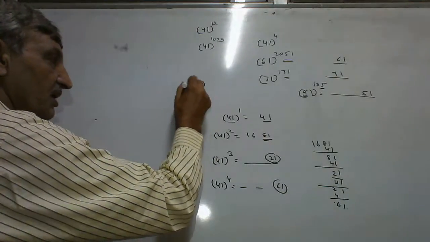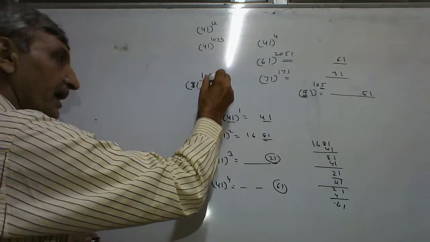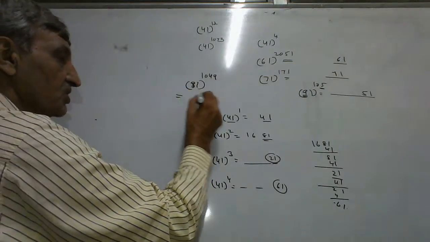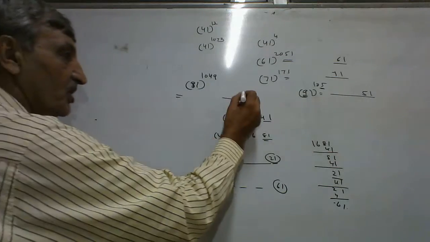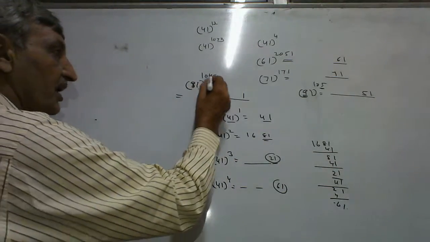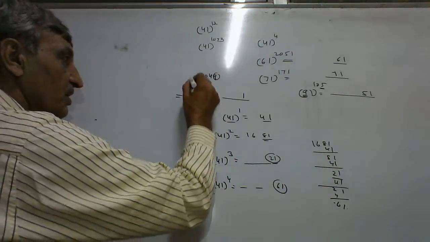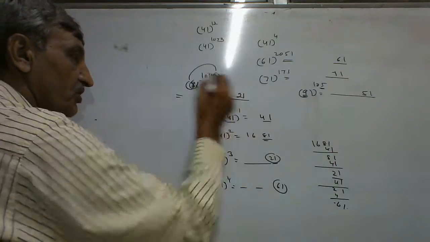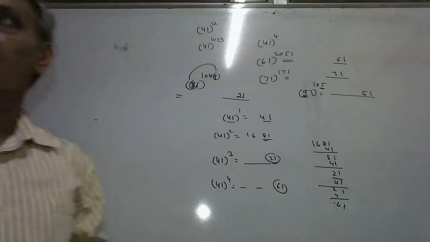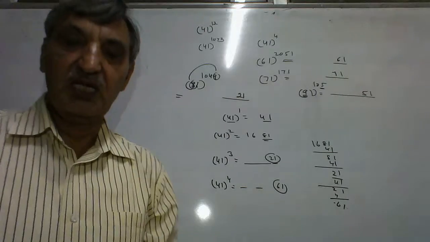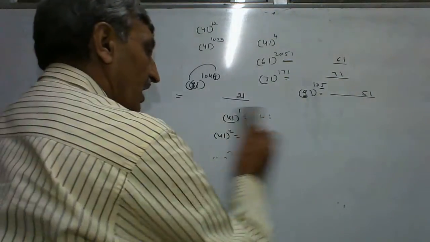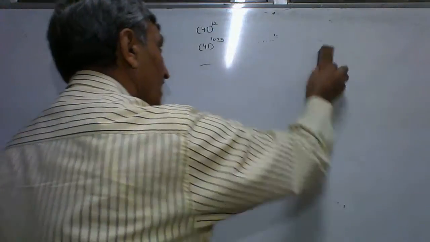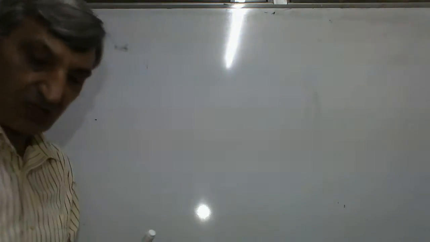Suppose 81 raised to the power 1049. What is the last two digits of this? The last digit is 1, and now 8 times 9 is multiplied and we got 2, so it is 21. This is how we find the last two digits of a number in this type of case. Now suppose I want to apply this result further.